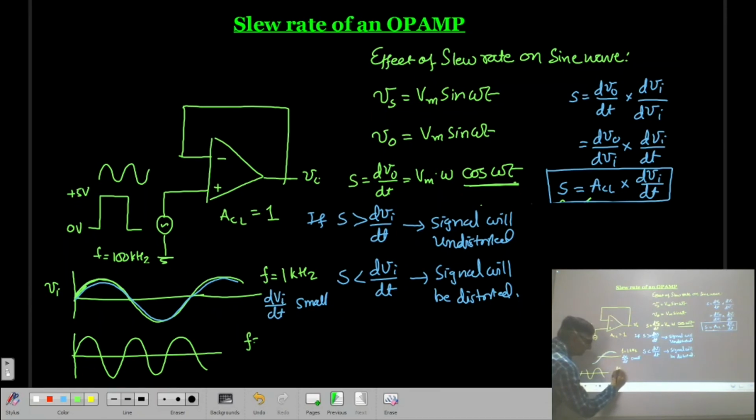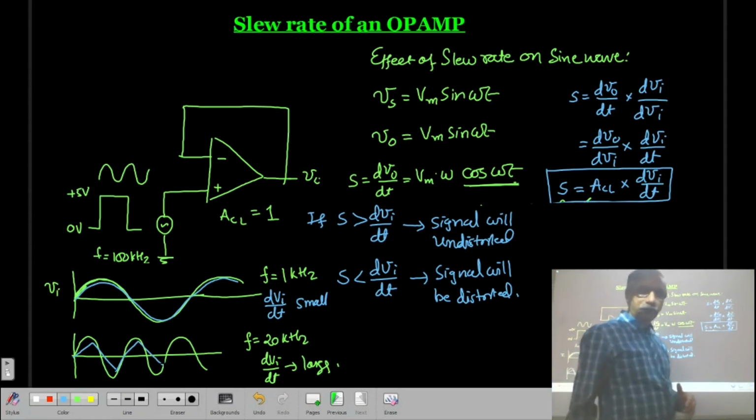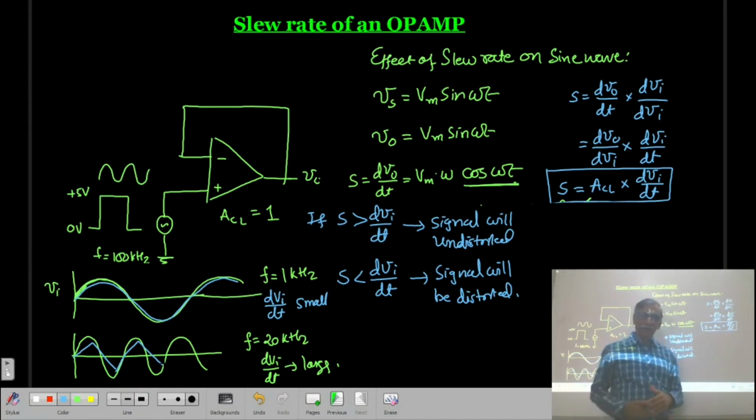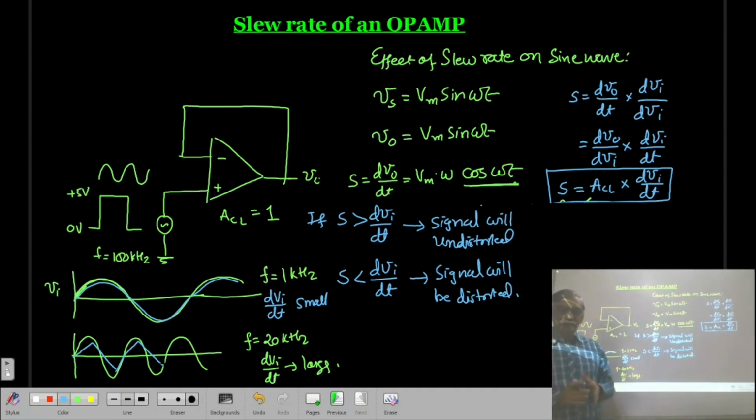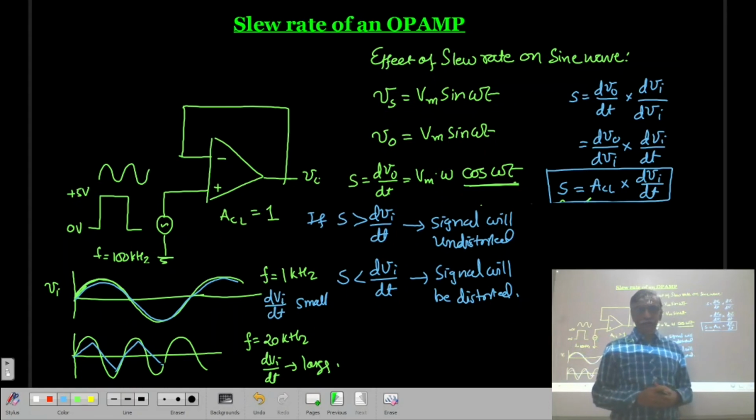But let us say the frequency is equal to 20 kilohertz. So dVi by dt, in this case, is large. And if this is large, then the slew rate limits it. So here your output signal will change in this way, and instead of a sine wave, you will get a kind of triangle wave. So at higher frequency, the operational amplifier will convert the sine wave into a triangle wave.